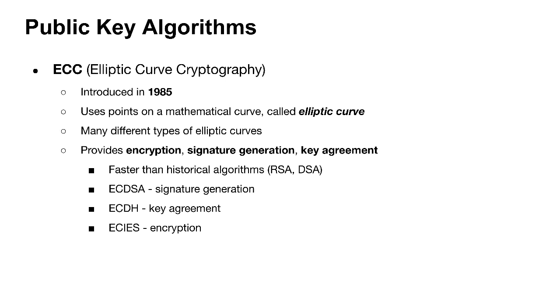It provides encryption, signature generation, and key agreement. It's faster than historical algorithms typically, as compared to RSA or DSA, and uses less memory since the keys are smaller. The signature generation algorithm for ECC is called ECDSA. ECDH is key agreement, and ECIES is encryption.